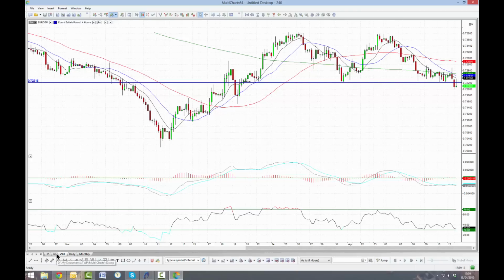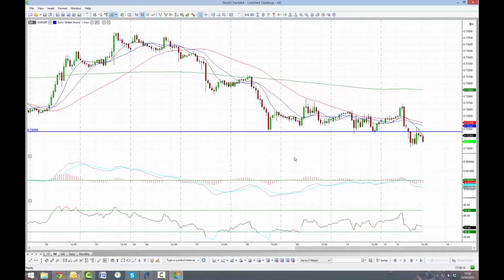So I'm coming down to these lower time frames here, coming down to the 60. You can see that we've just had this level marked in through here. Three tests here that we can see at the moment on the 60-minute chart.